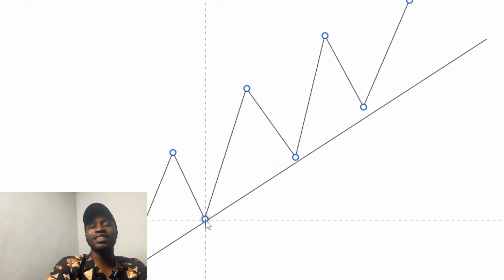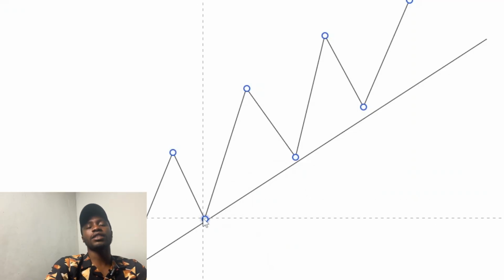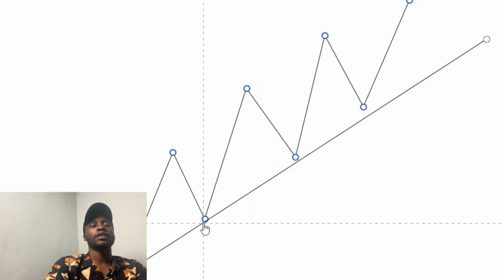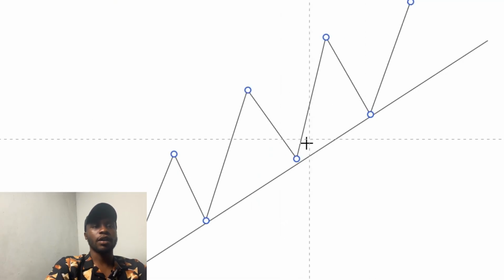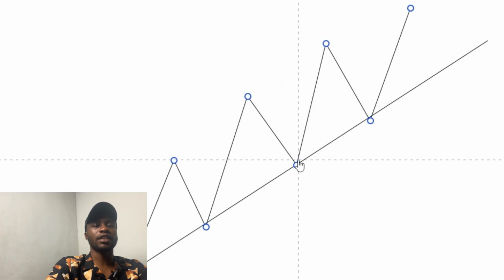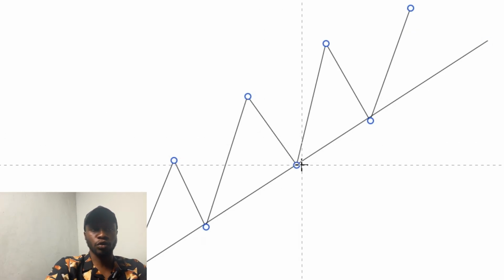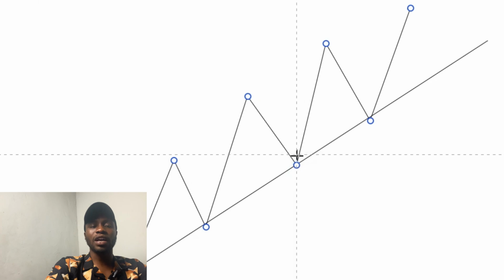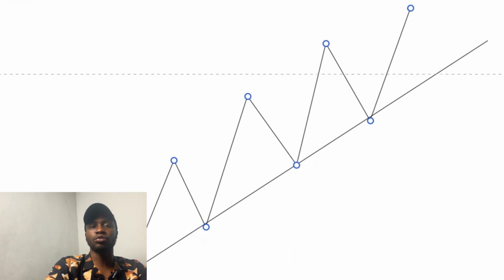came back, it retested this trend line. This first retest, I call it the first retest. The next thing I see is the market came to also retest that trend line again. You understand? So most times I execute at this point. I execute and hold to the upside. That's how I use trend line to trade.